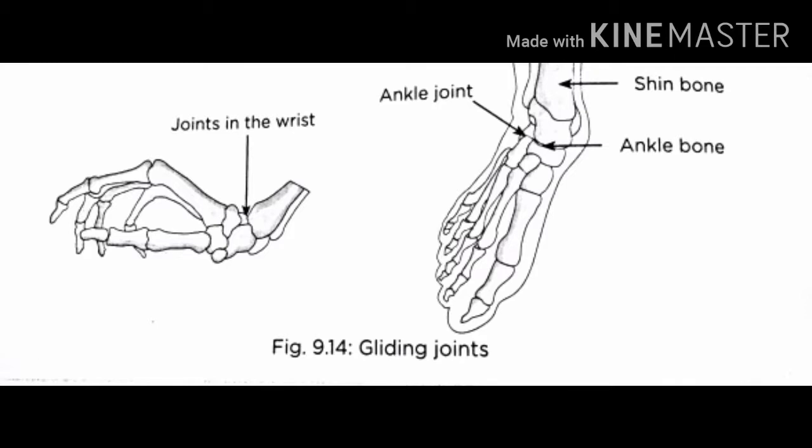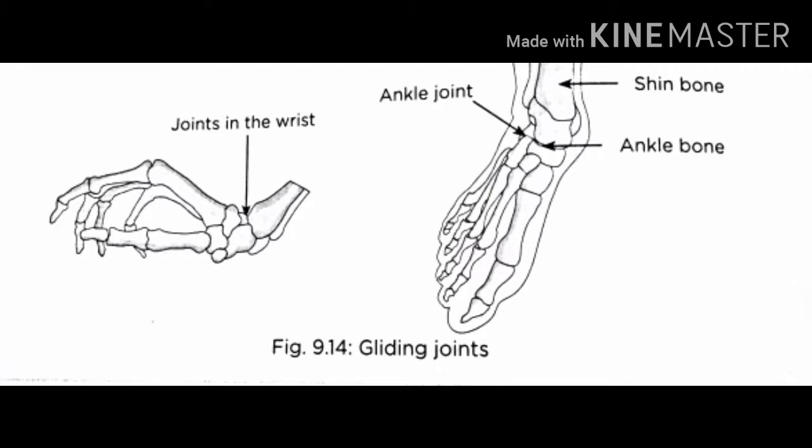So just move your wrist. What kind of movements does it show? Yes. One is a backward and forward movement. Another one is a side to side movement. So the wrist has a gliding joint.